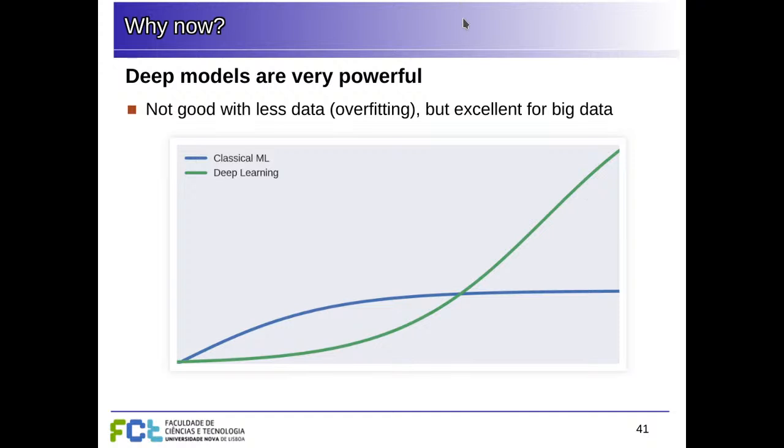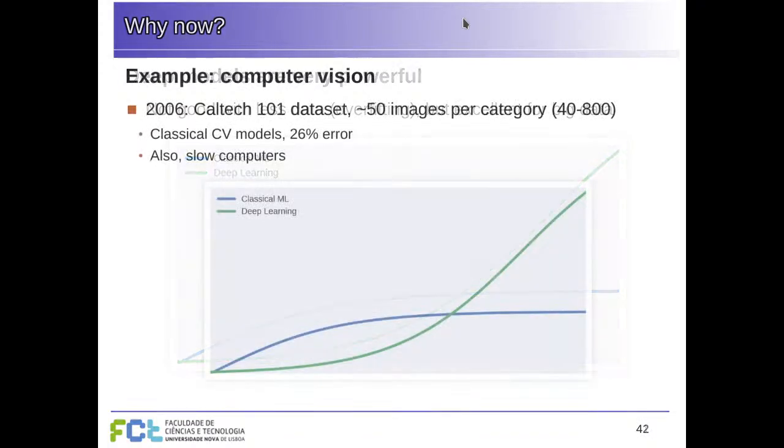So this was one of the reasons why deep learning took so long to really take off and to show how it was better for these kinds of problems. For example, in 2006 there was this Caltech 101 dataset that had 101 groups of images, about 50 images for each category. They varied between 40 and 800, but on average it was around 50. And classical computer vision models managed to classify or identify images in this data set with about 26% of error when picking the categories for the images.